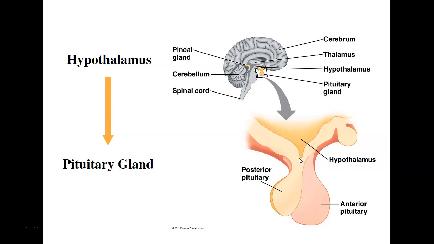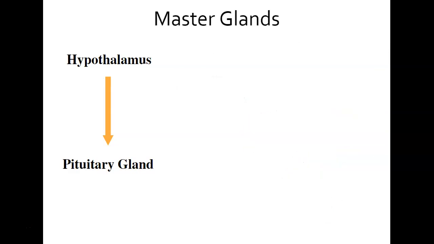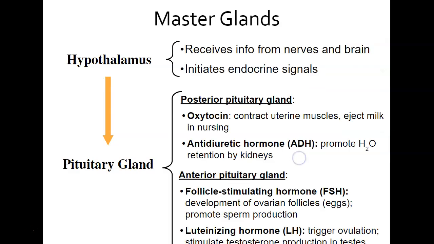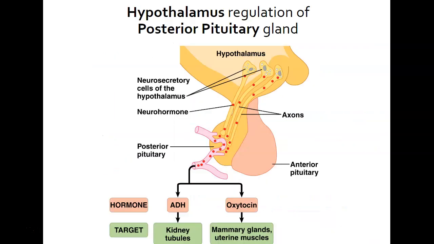Now you can see roughly one of the master control center parts of the brain is called the hypothalamus. And the hypothalamus often triggers the pituitary gland and tells the pituitary gland to turn on and release specific hormones. That's why it's really called a master gland. And so it's going to receive information from the nerves in the brain and initiate endocrine signals. And here you can roughly see what some of the main hormones are that are released from the posterior pituitary and the anterior pituitary.